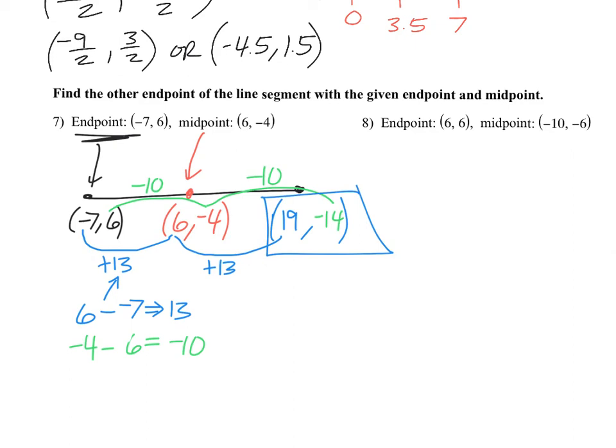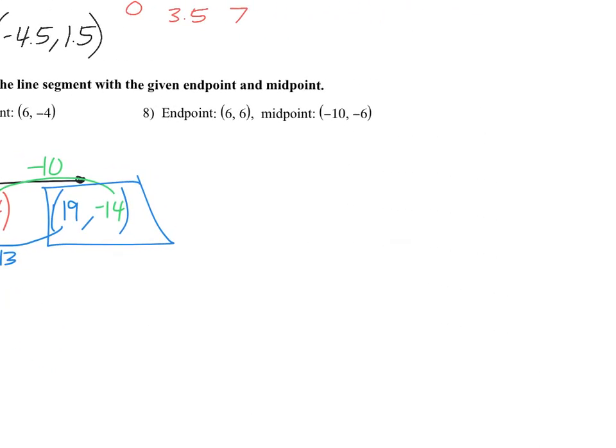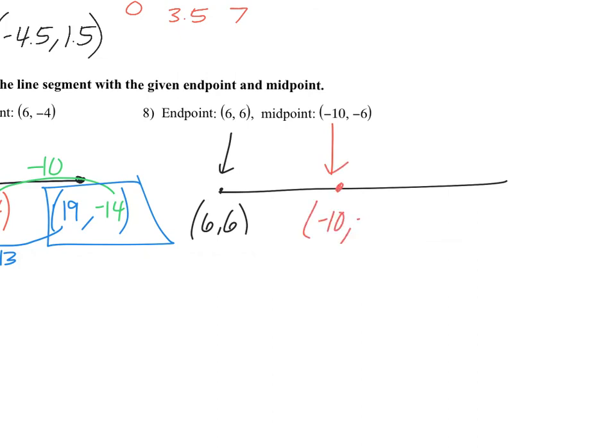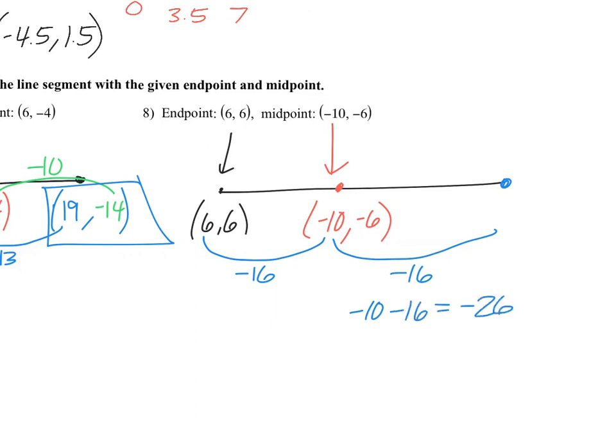Okay, so it's just counting is all you're doing, but it can be a little confusing sometimes. Let's do this next one. Draw my figure. Here's my endpoint, 6, 6. Here's my midpoint, negative 10, negative 6. I'm looking for this other endpoint, 6 to negative 10. I went down. Why? Because I went from a positive to a negative. I went down 16. So I have to go down 16 here. So all I do, if you're wondering how I figure that out, it's negative 10 and then down 16. That takes me to negative 26.